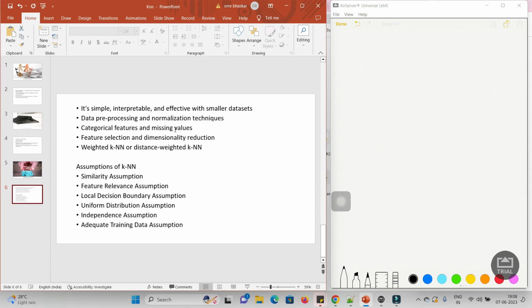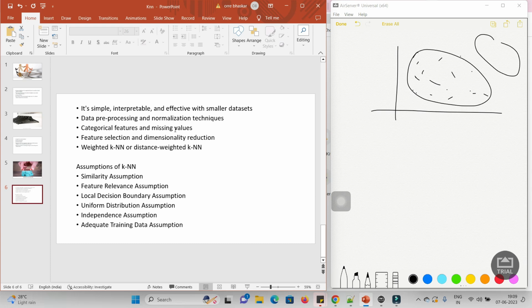Assumption 3, local decision boundary assumption. KNN assumes that decision boundaries between the different classes are locally defined based on the distribution of training instances. It assumes that the decision boundary can vary across different regions of feature space. What does it mean? It means that depending upon our data points, we can define decision boundaries.